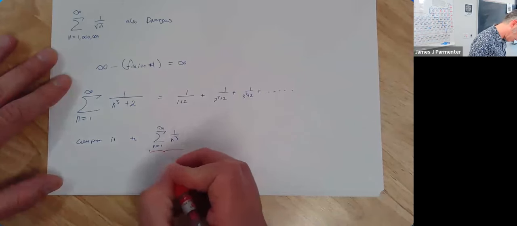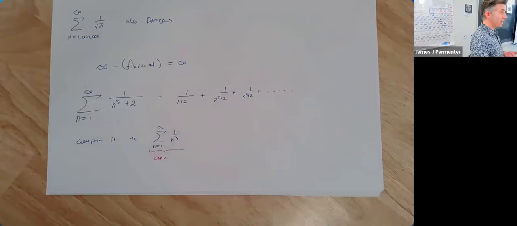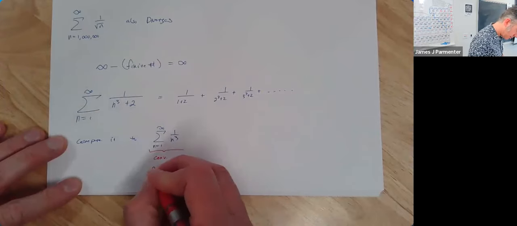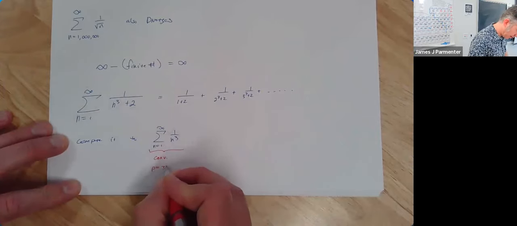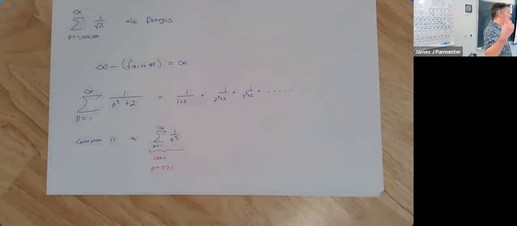So this is definitely a convergent series, and it converges because it's a convergent P series, and our P value is what? Three is bigger than one, and it converges when P is bigger. The way I think about this is your P value has to be large enough so that your terms get small fast enough, right? We are adding up an infinite number of terms, and the only way that those infinite number of terms can add up to something finite is if they get really small really fast.